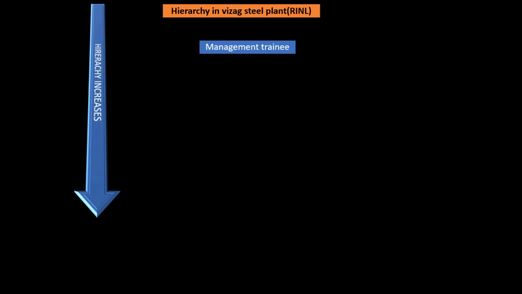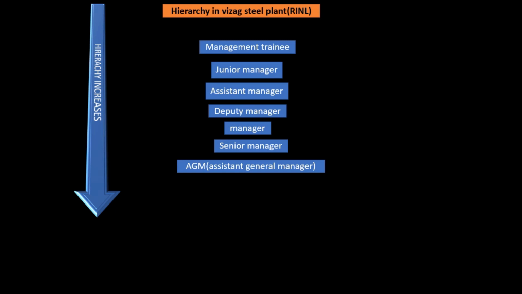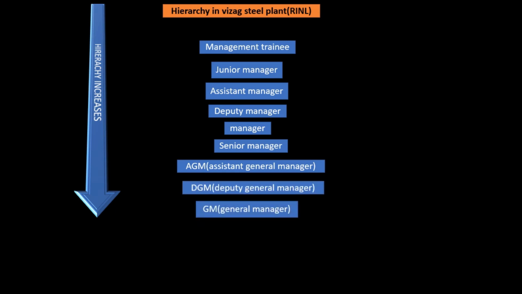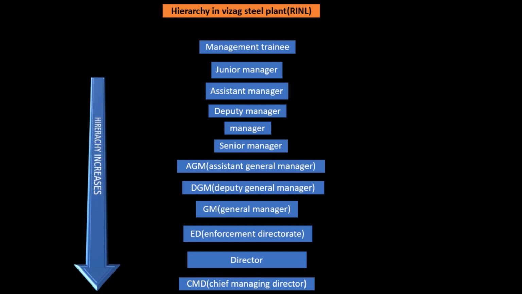After the completion of graduation, the first opportunity we get is as a management trainee. After cracking the GATE exam, we can apply for the Vizag steel plant, and if selected, we are appointed as a management trainee. After completing the 2 to 3 years of service period, you will be promoted to junior manager, then assistant manager, deputy manager, and manager. After that senior manager, then assistant general manager, known as AGM, then deputy general manager, then general manager, then executive director, then director, and then chief managing director. This is how the hierarchy increases.